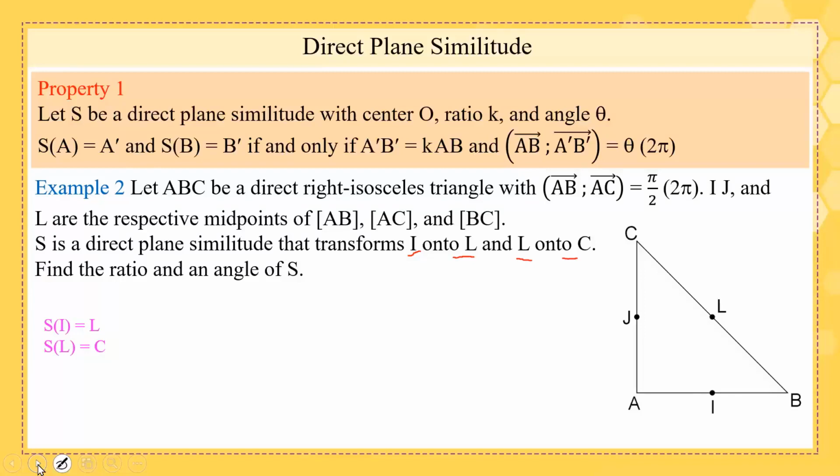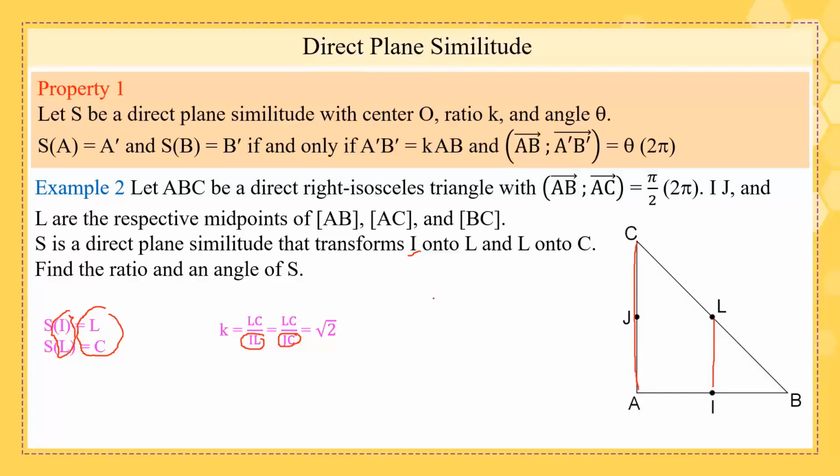How to do that? First, to find the ratio, divide the image segment by the pre-image segment. Means divide LC by IL. So the ratio K will be LC divided by IL, equal to LC over JC. And we can prove easily that IL equals JC. IL is equal to half of AC by the midpoint theorem. And since J is the midpoint of AC, IL will be equal to JC.